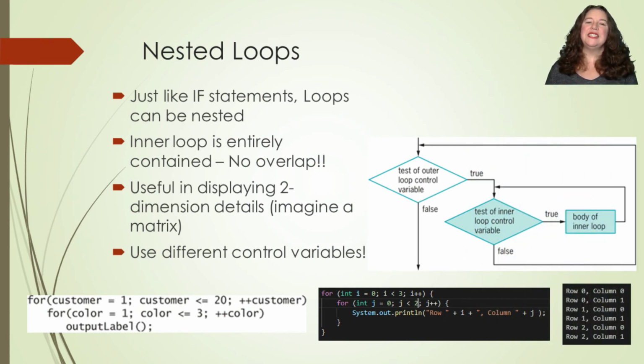So just like we said with if statements, you can nest your loops. You can have loops inside of loops. The inner loop must be completely contained. You have to have the whole loop inside of the outside loop. So you could have the outside loop, testing that, go in, test the inner loop, run the inner loop multiple times until it falls out of its loop. Then it goes back and increments or moves along with your outside loop.